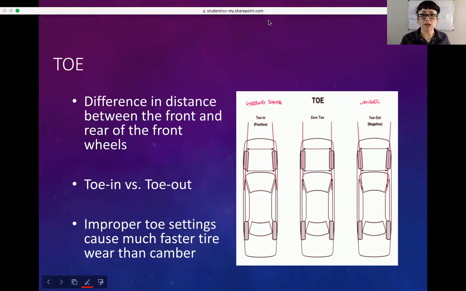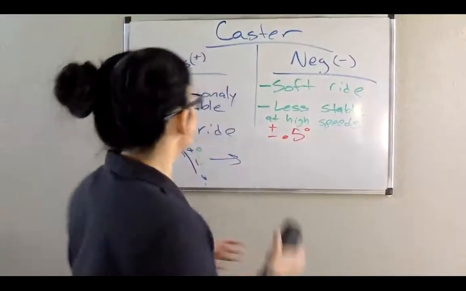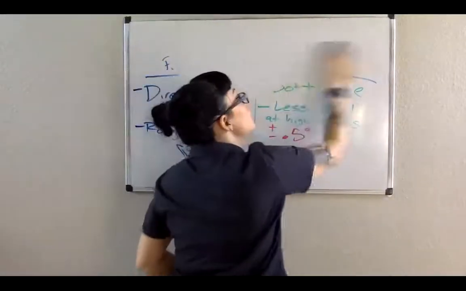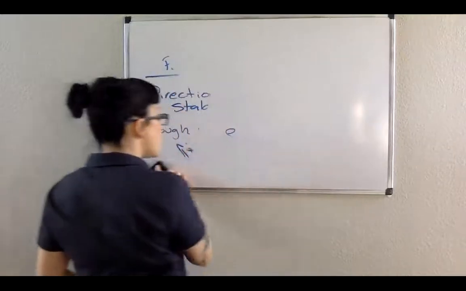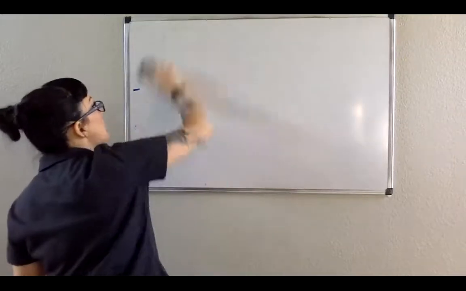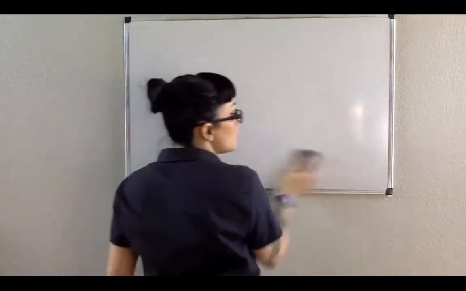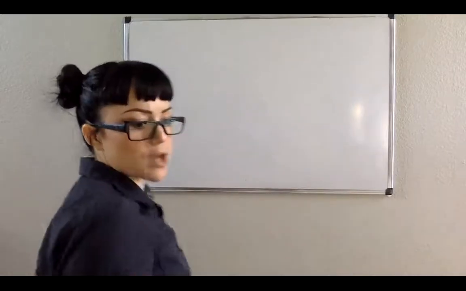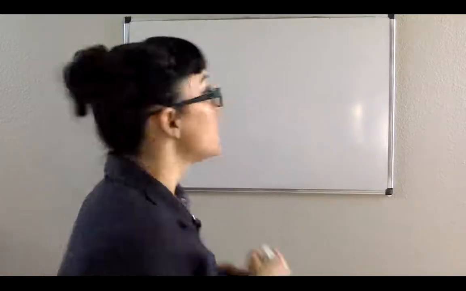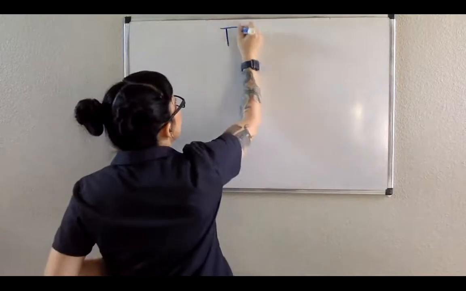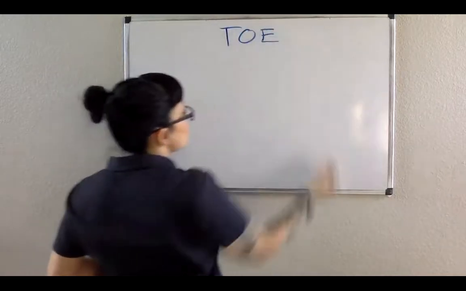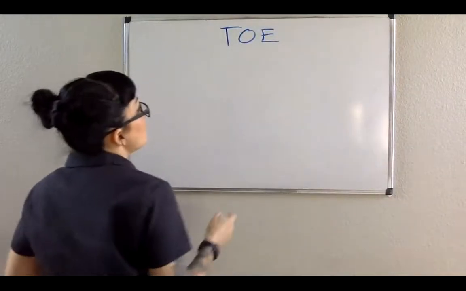Let me go ahead and stop share. We'll go back here. And instead of caster, lastly, we will talk about toe. There is one more slide after this I will talk about. It has to do with toe. We'll talk about thrust line in a moment here. But toe itself, as I mentioned, I already talked about, so I'll try to be brief here.